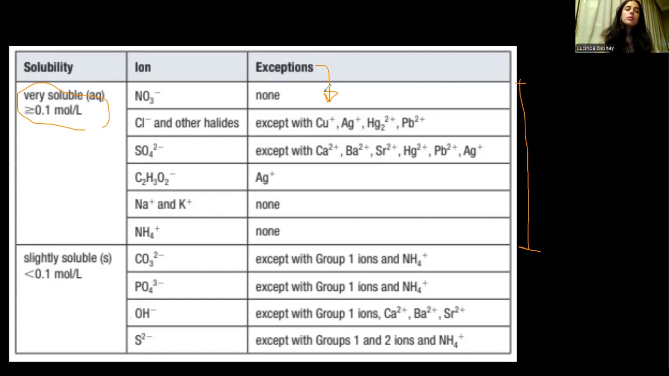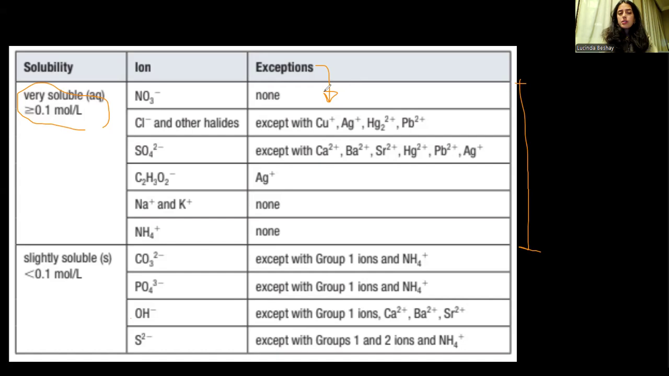So nitrate, for instance, doesn't have any exceptions. No matter what, it will dissolve in solution. You will not be able to precipitate something that has nitrate. Okay?